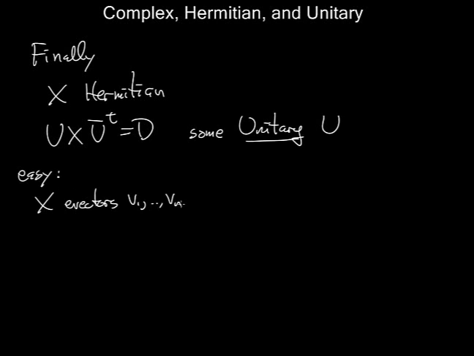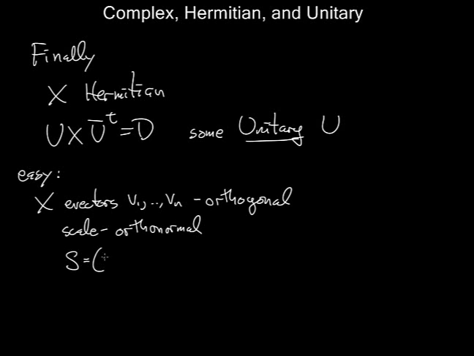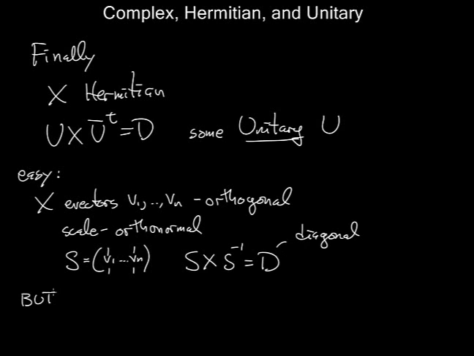So let's suppose X has eigenvectors v1 through vn, with corresponding eigenvalues. And we know that these eigenvectors are orthogonal, and so we might as well scale them to be orthonormal. And then if we let this change of basis matrix S, with the v's being the columns, we have S X S inverse is equal to D. This is the standard way to diagonalize a matrix. S achieves this change of basis.